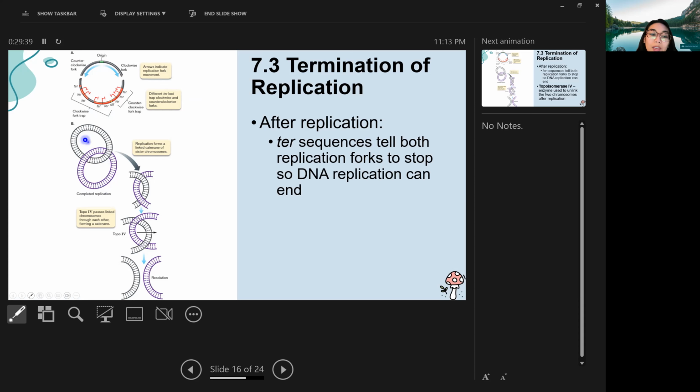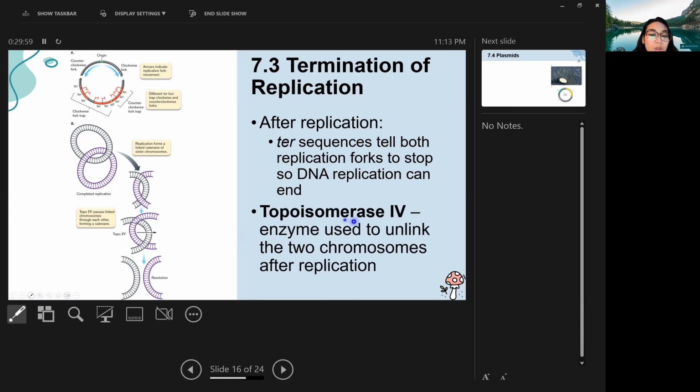This happens all the time. Because the plasmids are circular, after DNA replication, they almost always are linked like this. So they're linked chromosomes, really annoying. And obviously that's problematic because if we're trying to do cell division, there's no way that these two are going to separate. So that's not good.